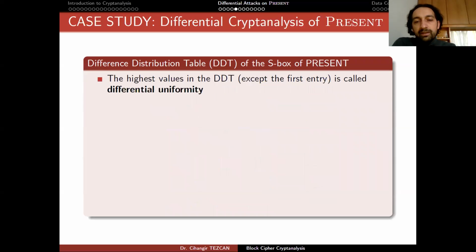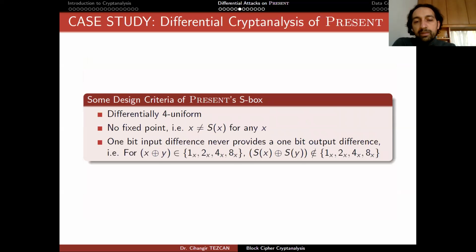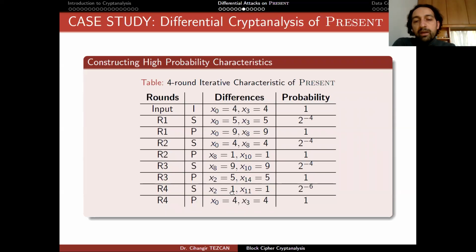If you multiply it with itself, because we want to see it twice, 1 over 8 times 1 over 8 is 1 over 64, which is 2 to the minus 6. And after the permutation layer, we see the input differences 4 and 4. So this means that if you take a random 64-bit input for PRESENT, and encrypt it under an unknown secret key for 4 rounds, you will obtain some output.